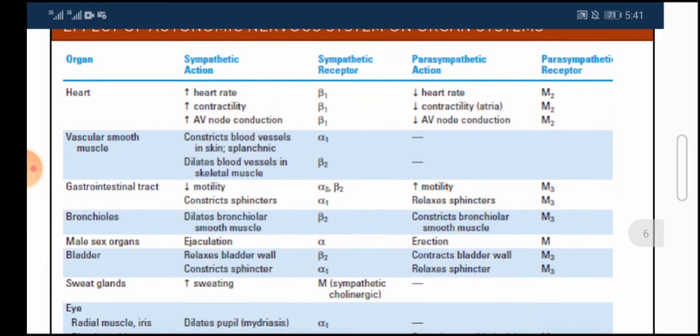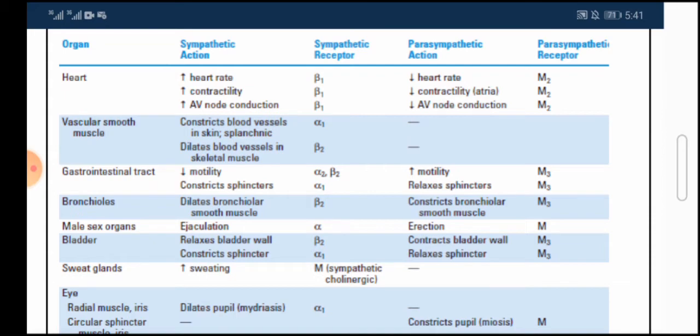What if I'm eating in a restaurant, drinking juice? Now I have the ability to go for the toilet. So I need my bladder to contract and the sphincter to relax. In this case, acetylcholine is our neurotransmitter, and of course M3 receptors are the way to reach the cells.